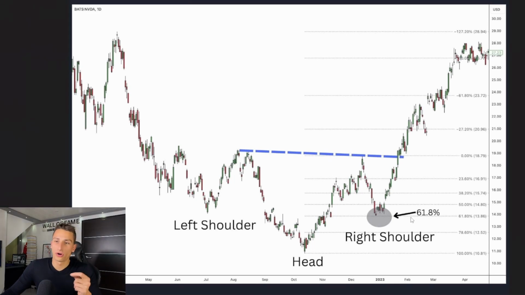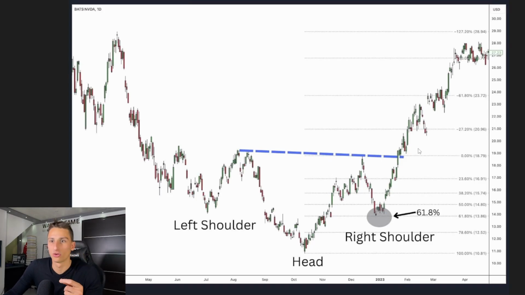So how do you enter this setup? Of course, in a conservative approach you need to wait for the breakout, so a break above the neckline with volume, and or wait for a retest of this neckline. These are the two ways to enter this setup in a conservative way.